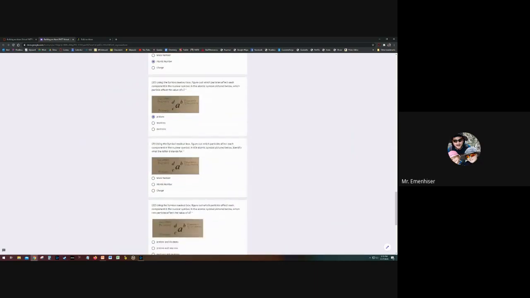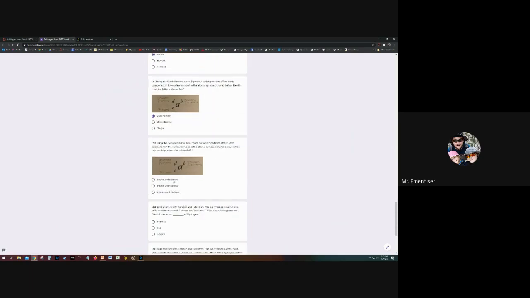Using the symbol readout box, identify what D stands for. D is the mass number. Protons plus neutrons. Okay. And so protons and neutrons would impact the value of D. Okay, so that's that one there.